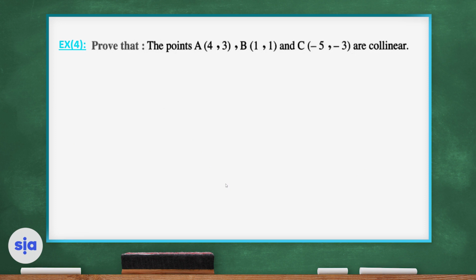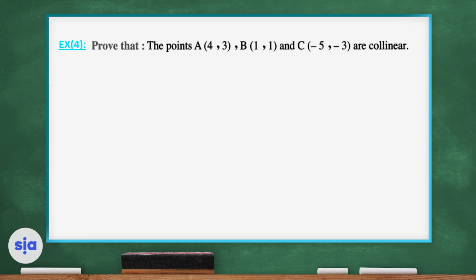Example number 4. The question says, prove that the point A that has coordinates (4, 3), point B that has coordinates (1, 1), and point C that has coordinates (-5, -3) are collinear. Collinear means that they are together on the same line. How to know that the points are collinear or not? If you do the calculations together, first of all, we need to find the slope of AB and BC.